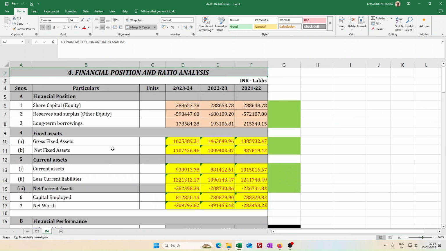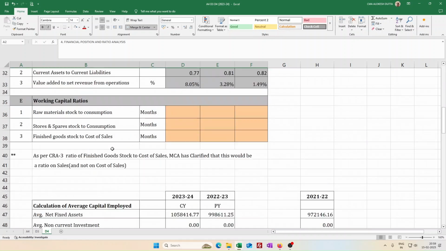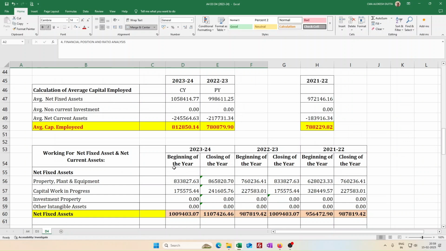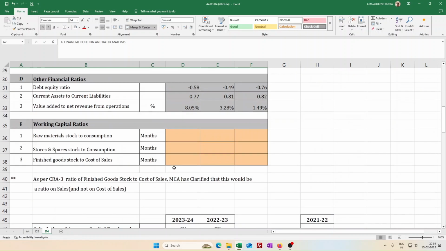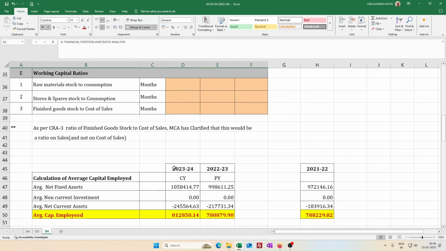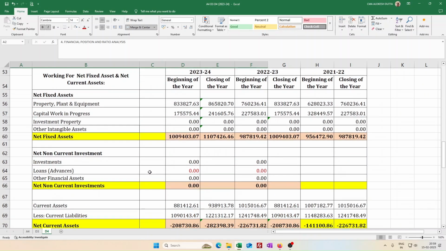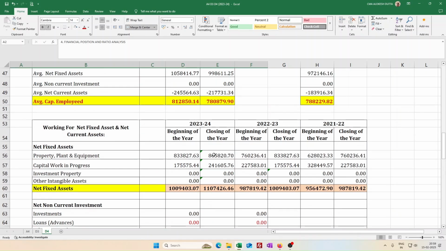For the capital employed figure, you have to calculate the average net fixed assets and average net current assets. Here average cost is used. Computation of capital: calculation of average capital employed, calculation of net fixed assets, and net average means two years' opening and closing divided by 2. Opening plus closing divided by 2.